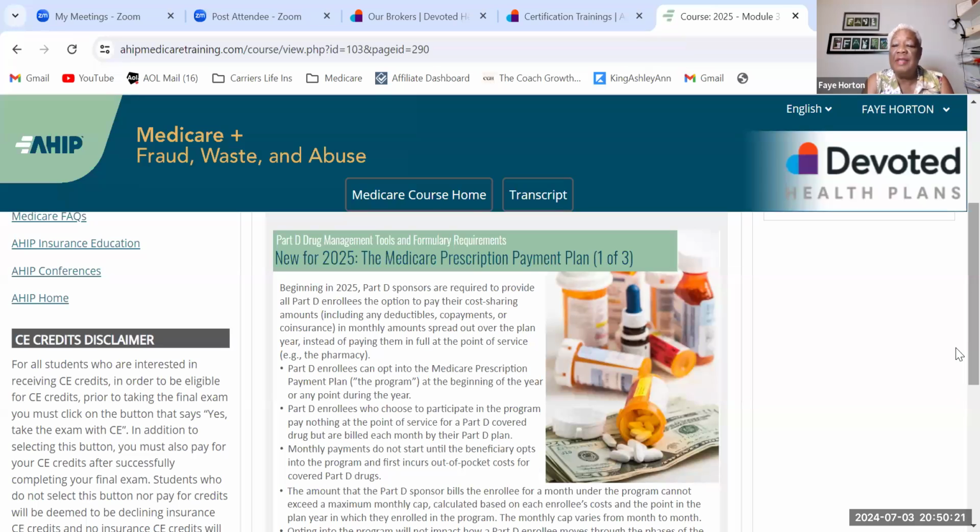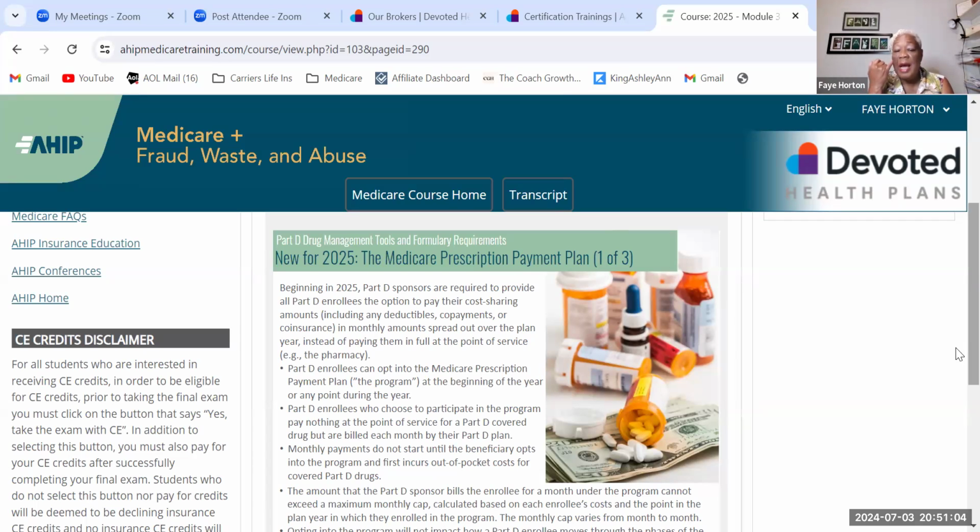New for 2025. This is where you may want to take some notes. This is the Medicare Prescription Payment Plan, number 1 of 3. Beginning in 2025, Part D sponsors are required to provide all Part D enrollees the option to pay their cost-sharing amounts, including any deductibles, co-pays, or coinsurance, in monthly amounts spread out over the plan year, instead of paying them in full at the point of service, such as at the pharmacy.